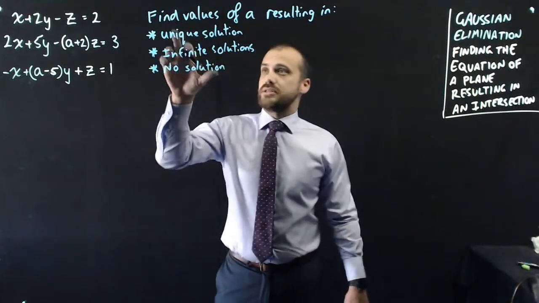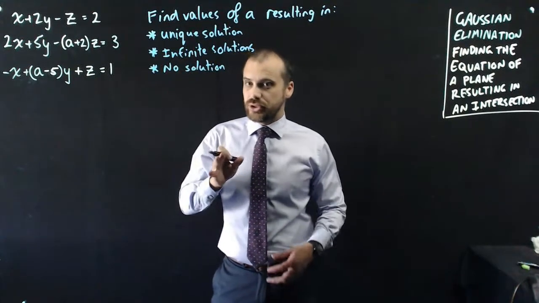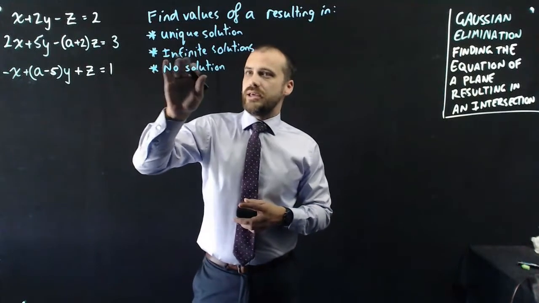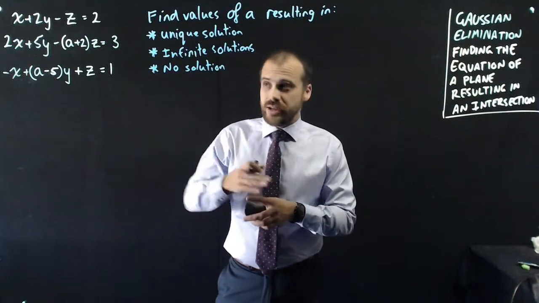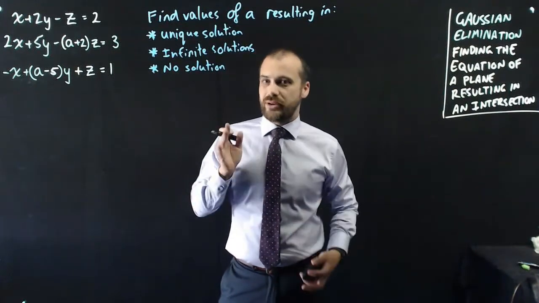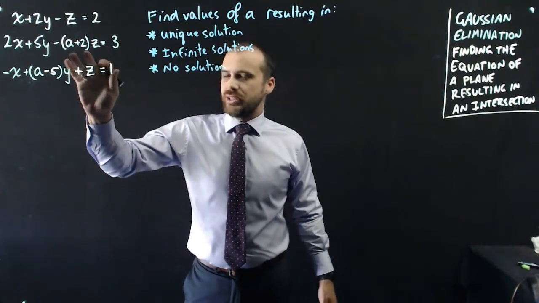And the question is this: find values of a resulting in a unique solution, so that is these three planes meeting at a point. Infinite solutions, that is these three planes meeting at a line. And no solution, these three planes not meeting at all. So we're going to have to do Gaussian elimination with this tricky little a in here.